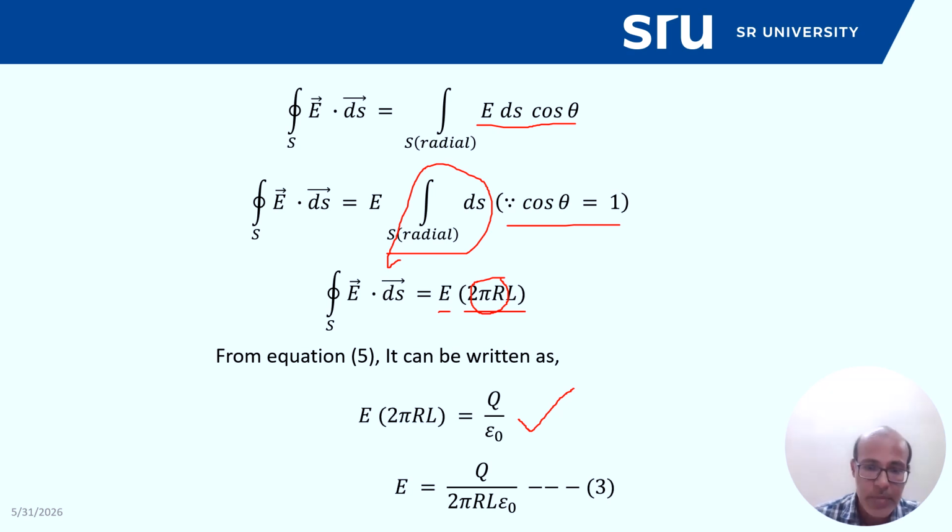Actually, that Q by epsilon naught we have changed into integral form, but one way of writing is, if you take it as Q, then E equals Q by 2 pi r L epsilon naught. So that's the formula for electric field intensity due to an infinite line charge.